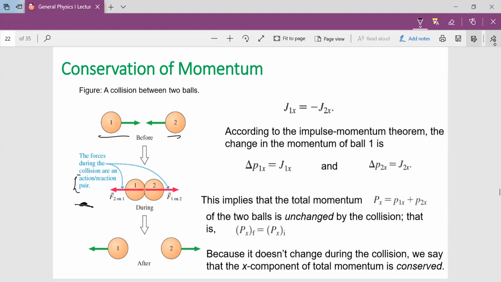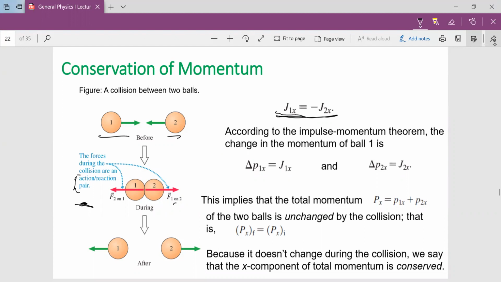And remember the rules of Newton's third law. They are going to be moving in opposite directions with equal magnitude, right? But because their direction is opposite, one is going to be positive and one is going to be negative. So using the understanding of Newton's third law to describe our impulse for these two balls before, during, and after.